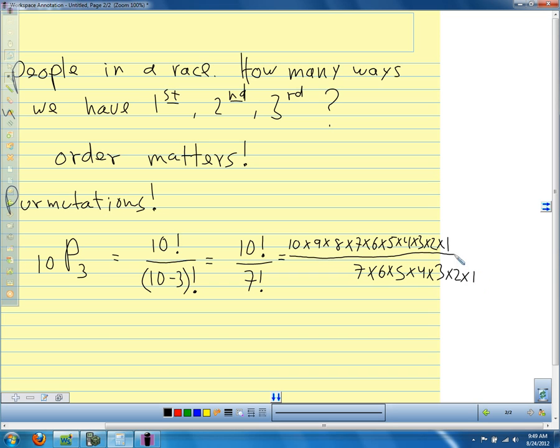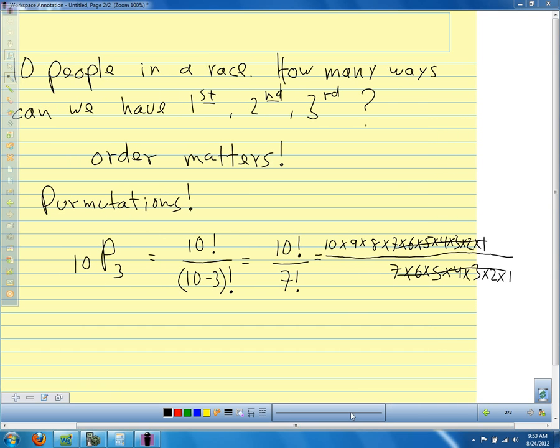And what do we cross out? 7 through 1 on the top and the bottom. And what do we come out with? 10 times 9 times 8. So this is the same as, in this case, using the fundamental counting principle. So we get 90 times 8, which is 720. So we have 720 possible ways that 3 people out of 10 can finish in first, second, or third place.